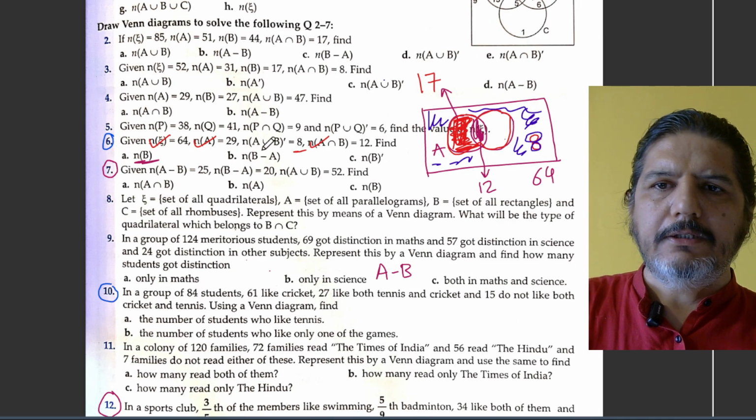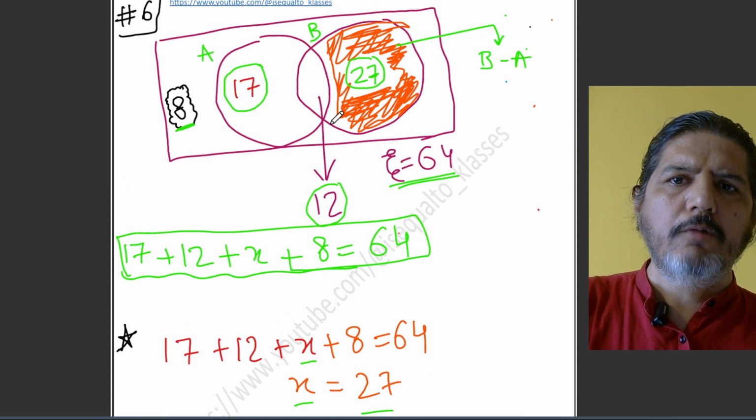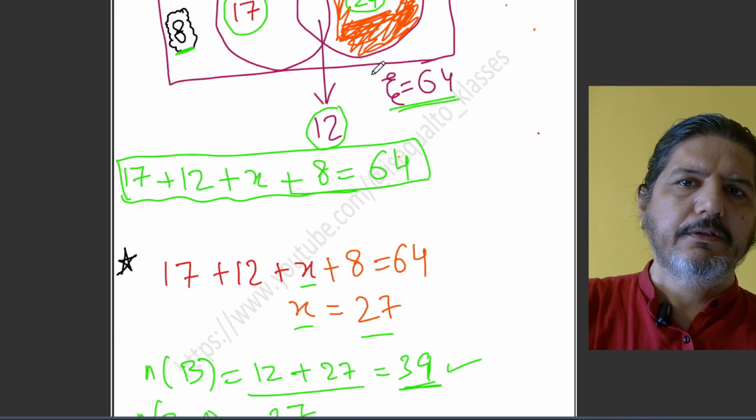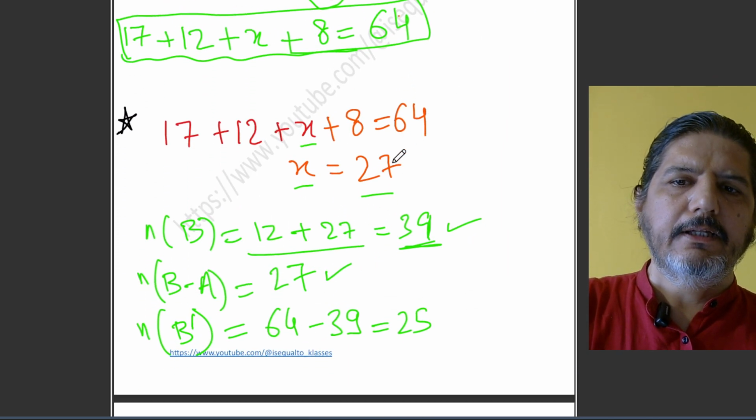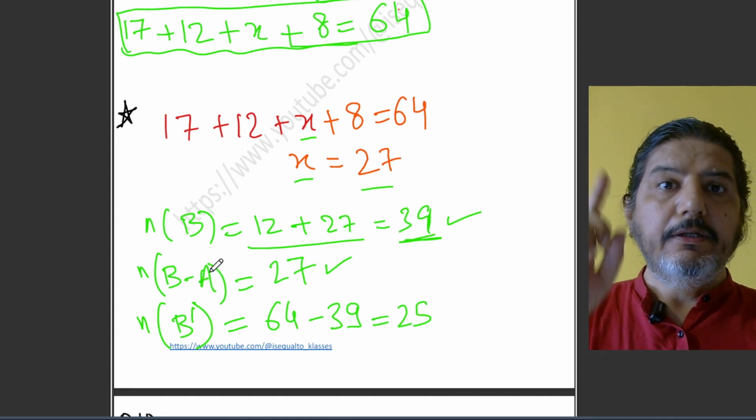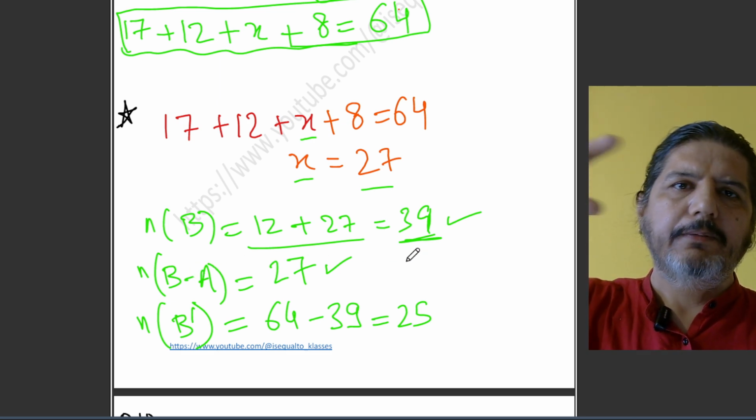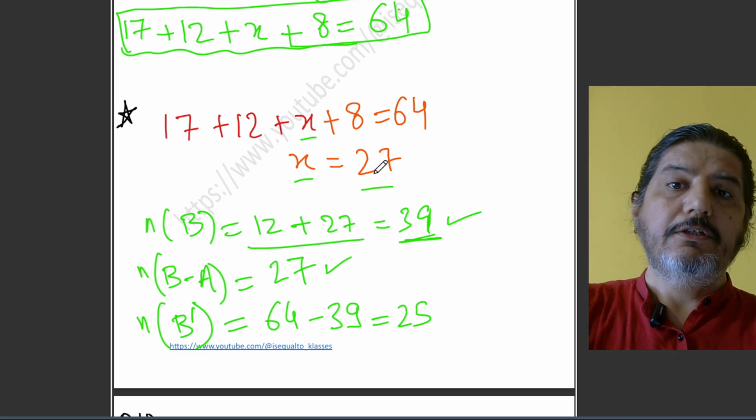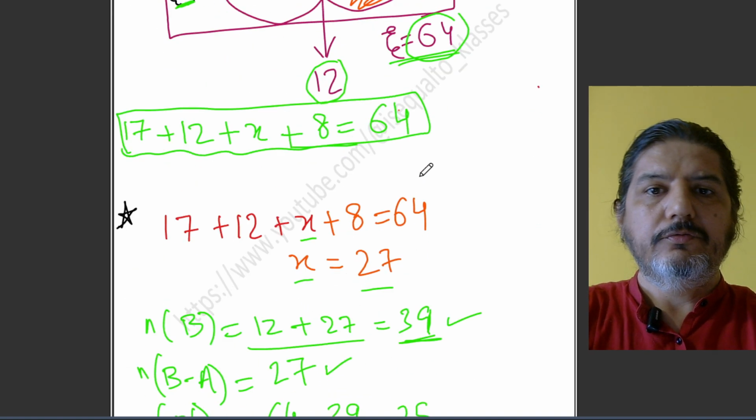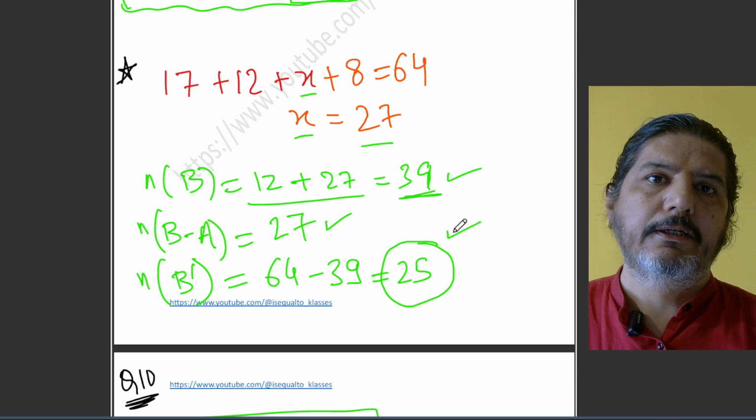The second part they are asking is B minus A. From the whole of B, subtract whatever part is A. So this part would be 27 exclusively. Then they are asking for the number of elements in B complement, so anything except B in the universal set. Whenever they talk about the complement, they are talking about the universal set. So 64 minus 39: take the universal set, subtract the number of elements of B, and what you are left with is n of B complement.